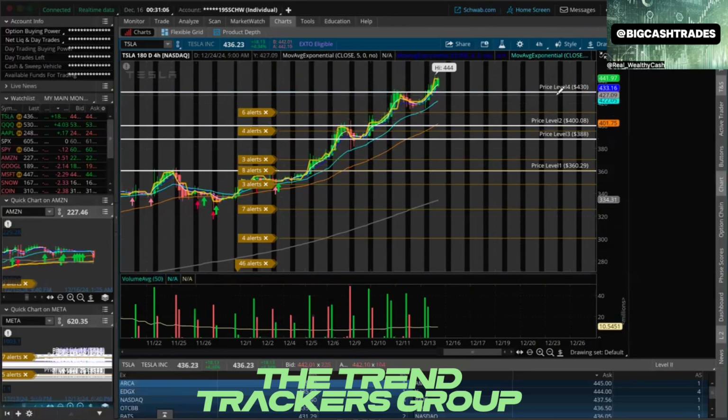What I'm doing is just making it even, so it's not 430.29. I'm rounding it to either 0.5 or $1, depending on what the stock is. And since it's Tesla, we're gonna round it off to the next dollar. See a low right here, 415. And these are all key levels that you'll see that Tesla normally goes to. So yeah, this is the 4-hour, so we got some levels.